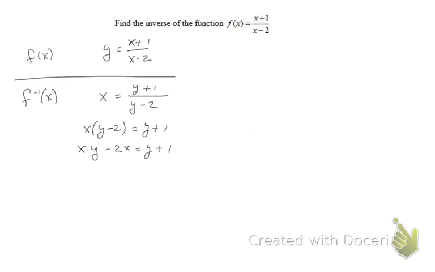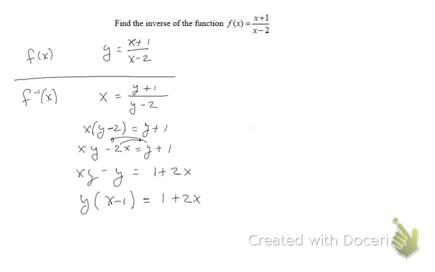And then I will add 2x to both sides and subtract y from both sides. That'll get all my variable terms, my y terms on one side, and my other terms on the other. So I'll have xy minus y is 1 plus 2x. The next thing that I want to do is combine my like terms, or in this case, factor the y out of the two terms on the left. I'll have y times x minus 1 is equal to 1 plus 2x.